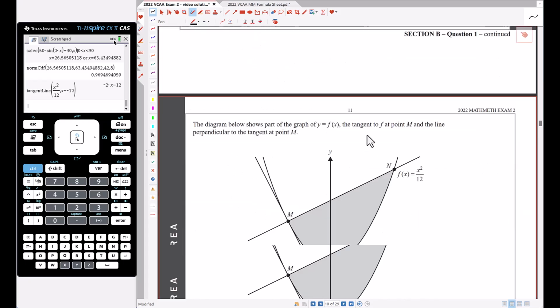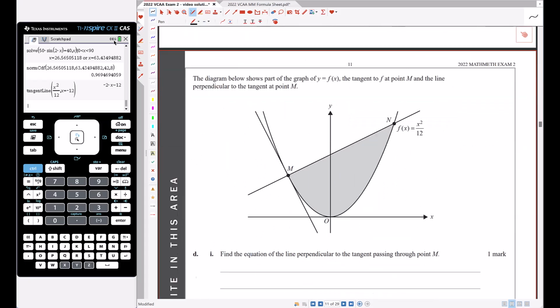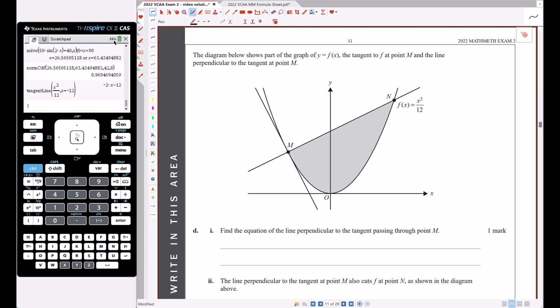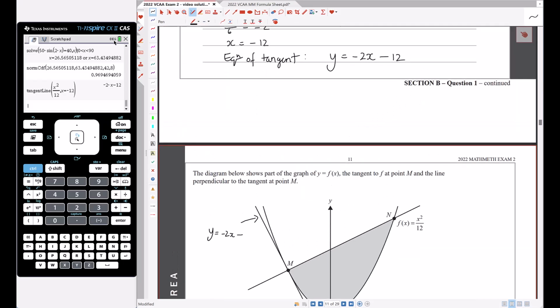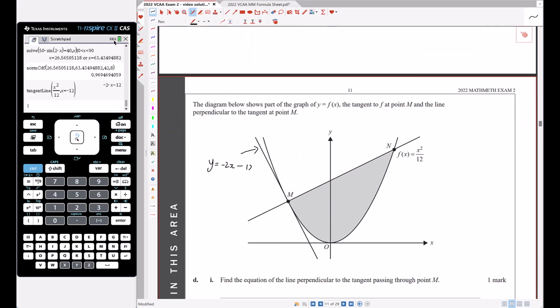Okay, part D. The diagram below shows part of the graph of y equals f of x. So it's still the same f of x, x squared on 12. The tangent to f at the point M, so that's the tangent we've just found. So we now know that this equation is y equals -2x minus 12, yep. I've still got it sitting in my CAS there.